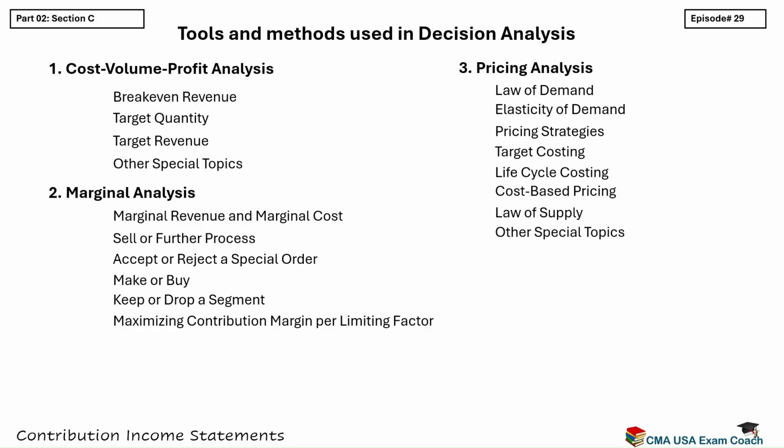8. Other special topics. In addition to the above, pricing analysis also includes topics like psychological pricing, like pricing something at $9.99 instead of $10, bundling strategies, dynamic pricing, prices that change based on demand and timing, like flight tickets, and value-based pricing, where price is based on the perceived value to the customer rather than just cost.